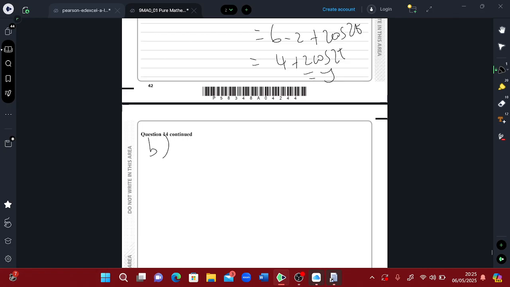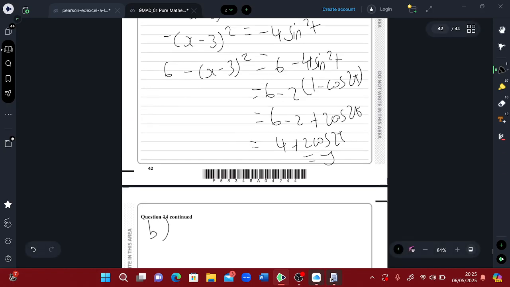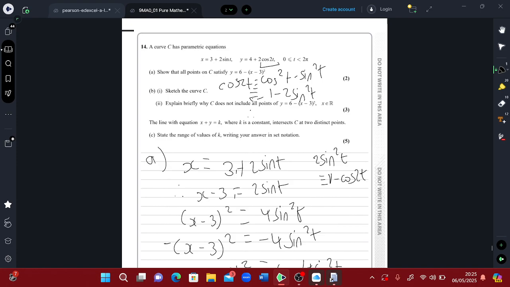But yeah, we've done that. So then it says for part B, there's 2 parts to it: sketch the curve and explain why it doesn't include all points. This is going to be the key point here. Notice that added that on the end. We'll talk about that in a minute.